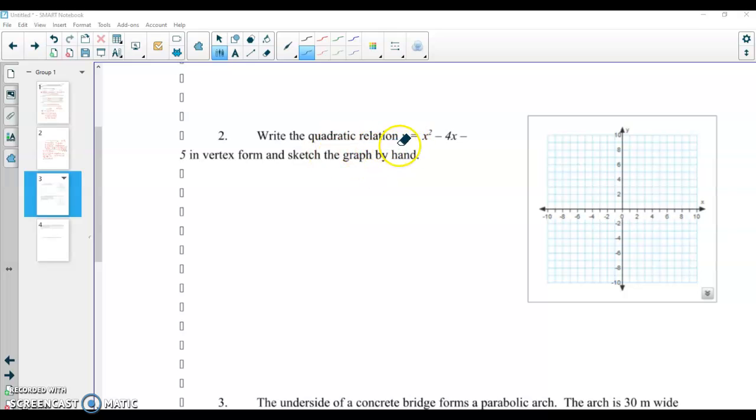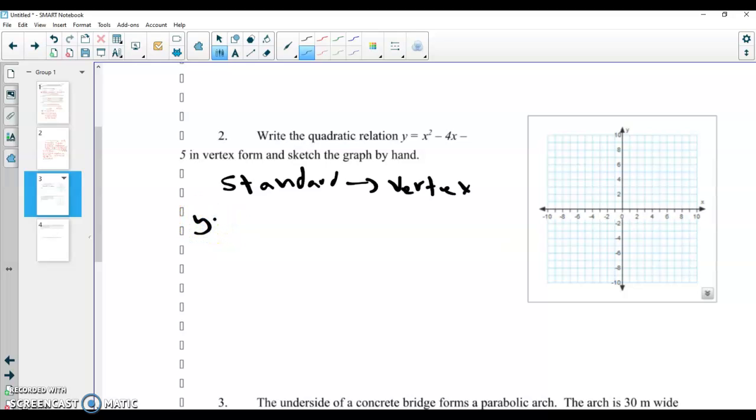So in this question here, we have a quadratic relationship, x squared minus 4x minus 5. And we want to find what this is in the vertex form, and then sketch the graph by hand. So we're going from standard to vertex. At this point, you haven't really learned a technique to go from standard to vertex, but we do know how to go from standard to factored form. So let's do that first, and we'll see why.